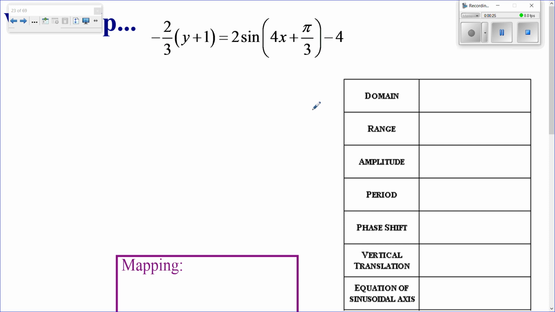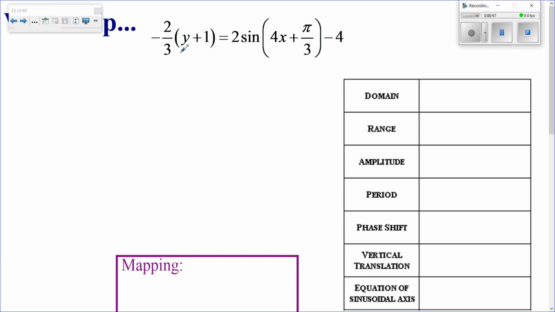The only difference is our period will be 2 pi, and our phase shift in here will be in radians instead of degrees. All right, so if I look at this example, first thing I notice is it's not in the form y equals. So we're going to change that.